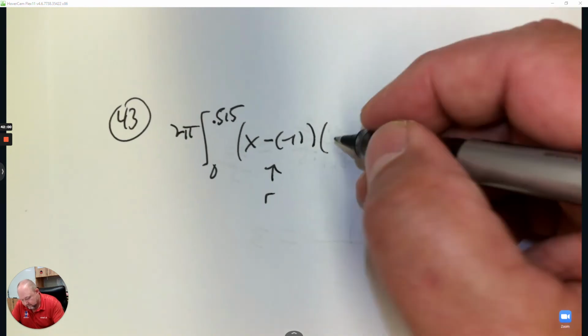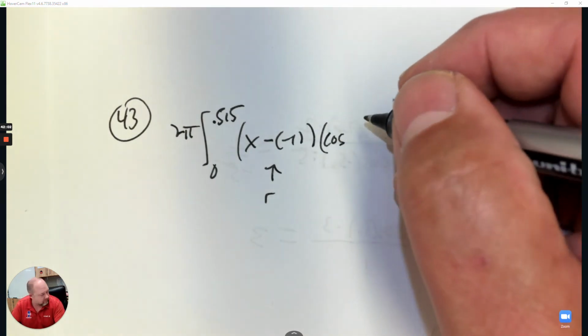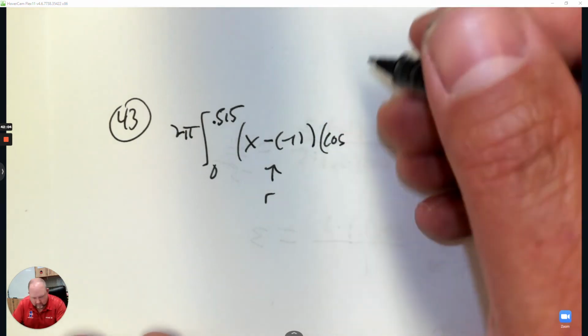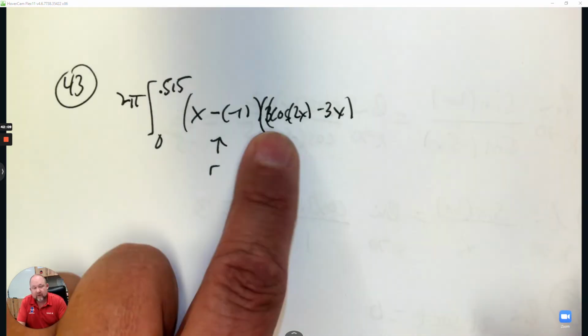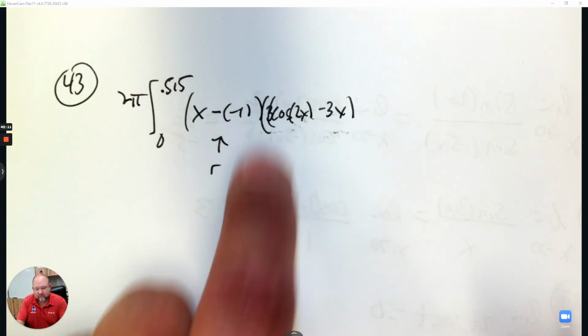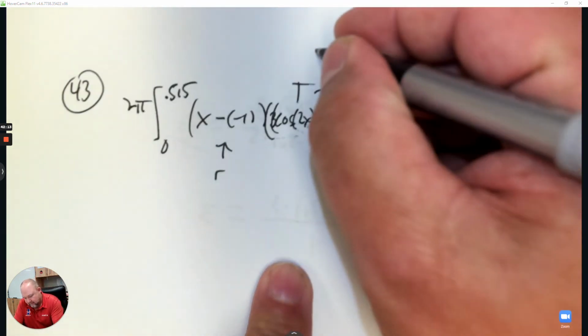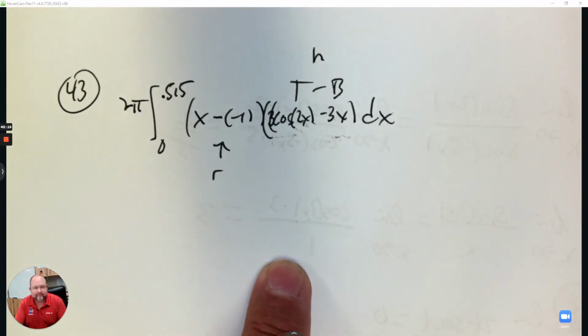The height is top subtract bottom, which we said was 3 cosine 2x subtract the line, right? So the cosine, subtract that, is top subtract bottom, which is the height. Done.